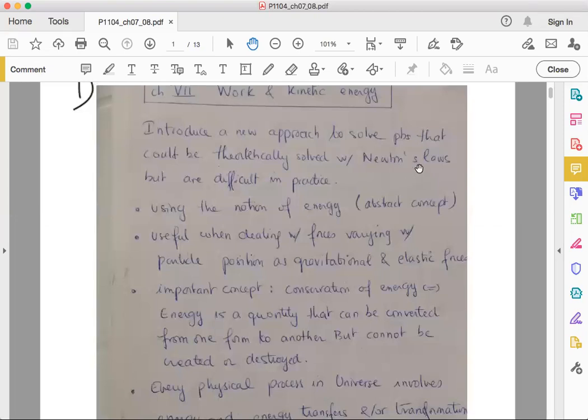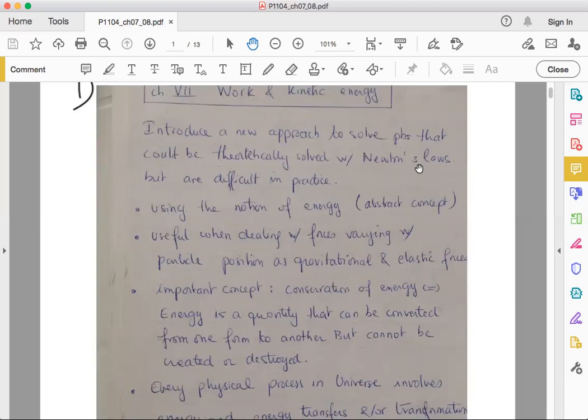And that's why we need an alternative approach, easier than Newton's laws of motion and more effective when dealing with this kind of problems, which is the energy approach. In this case, we are going to deal with the energy, which we can think of as a quantity that can be converted from one form to another, but actually cannot be created or destroyed.